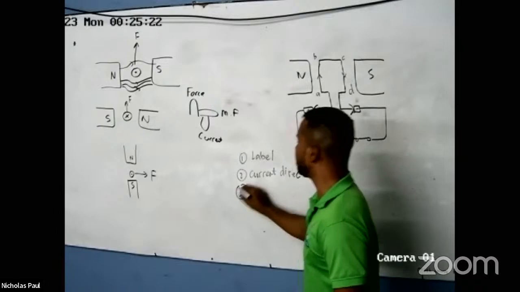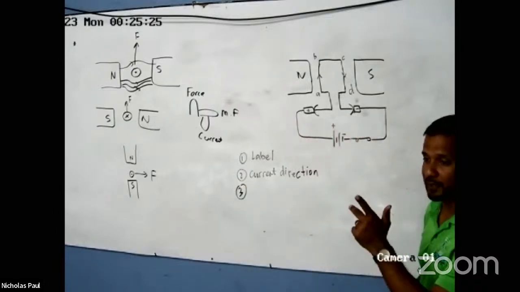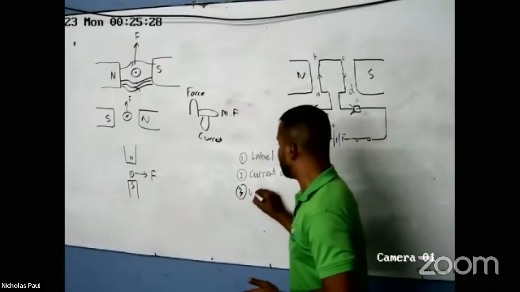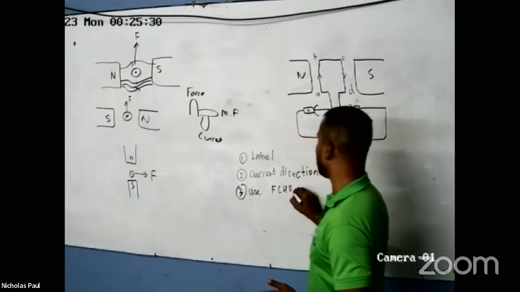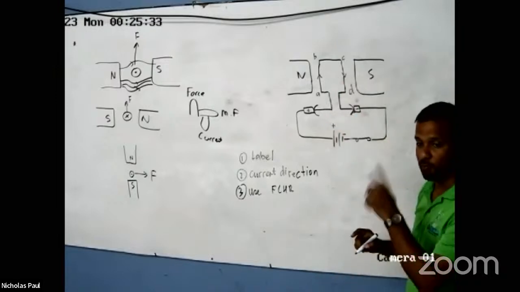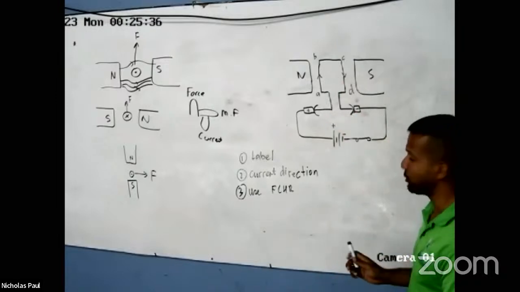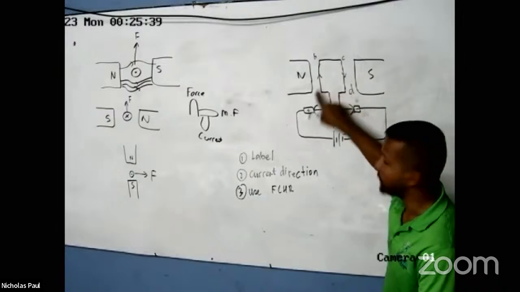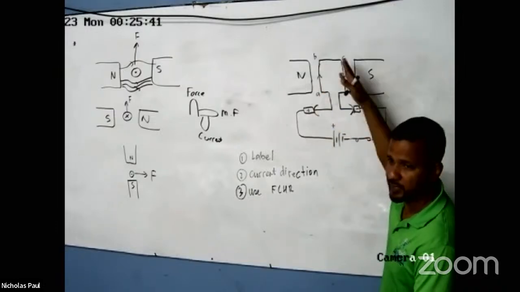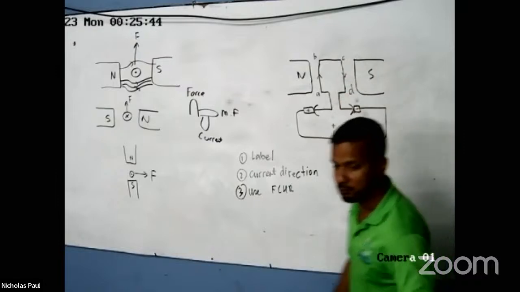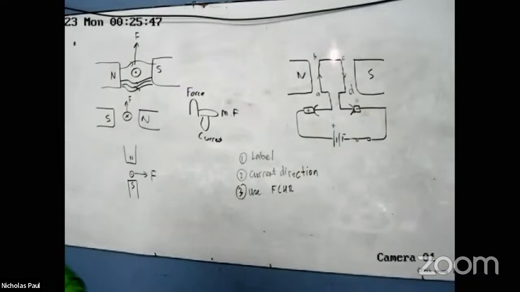Step 3 now. Step 3 is where you use Fleming's left-hand rule to give direction of movement. So I want you to try to tell me what direction AB is moving in, and then you can figure out CD. Apply the rule, everybody. You have current direction, you have magnetic field. Force, field, current.